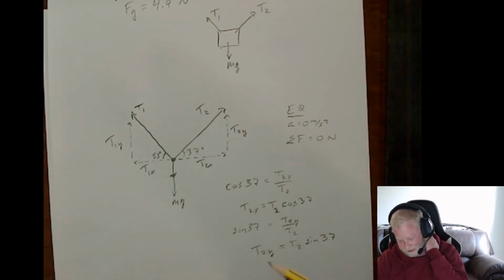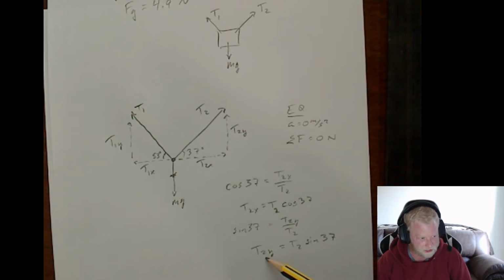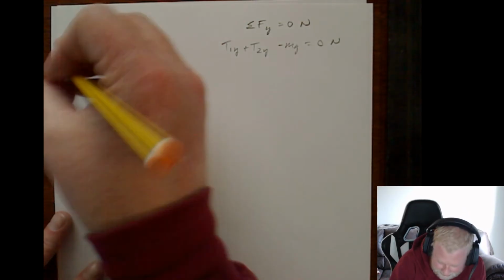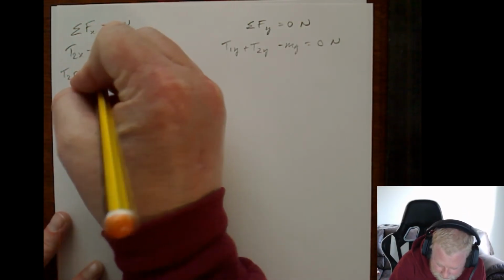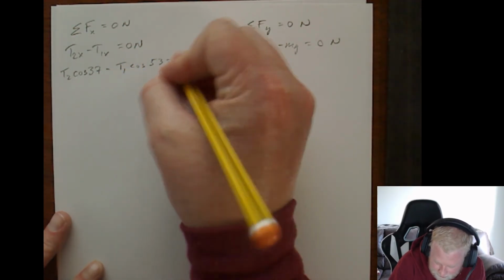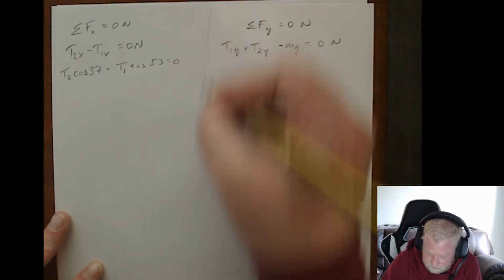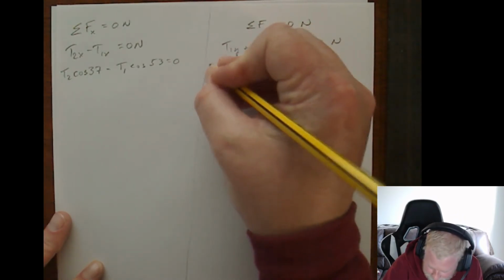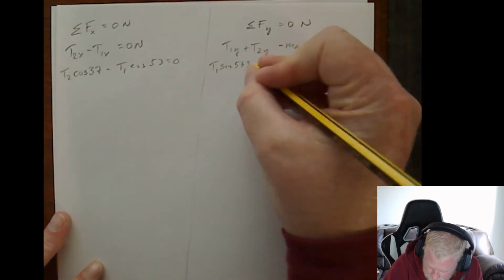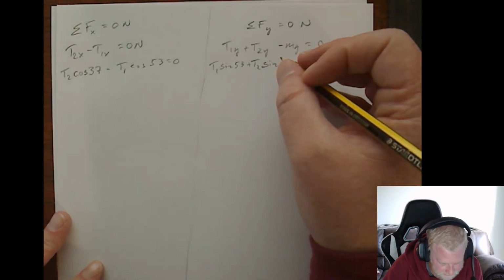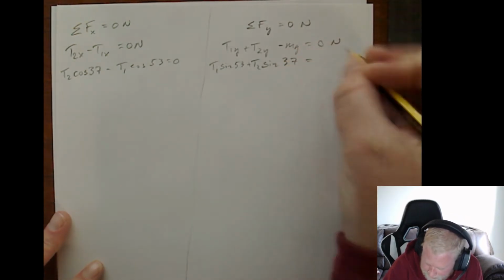So now we've taken these two unknown variables and put them in terms of a single unknown variable. So let's go ahead and do that in our Newton's second law statements. So we get T2 cosine of 37 minus T1 cosine 53 is equal to 0. And here we get T1 sine 53 plus T2 sine 37 is equal to mg.